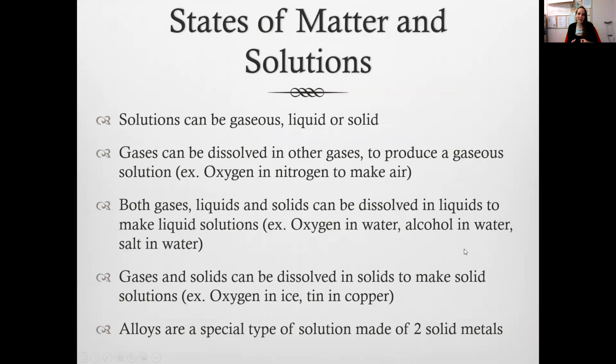Again, solutions can be solid, liquid, or gas. So gases can dissolve in other gases. That's like the air around us. Both gases, liquids, and solids can be dissolved in liquids, just like oxygen in water, alcohol in water, salt in water. And gases and solids can also be dissolved in solids to make a solid solution, just like oxygen can be dissolved in solid ice, tin can be dissolved in copper to make an alloy solution, stuff like that. Alloys are just a special type of solid solution that is made up of two solid metals.